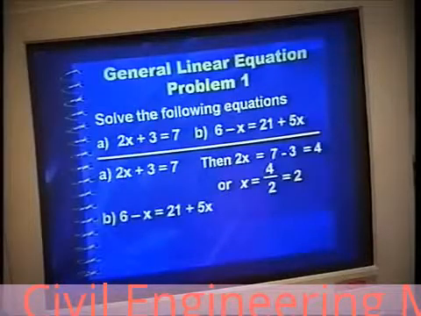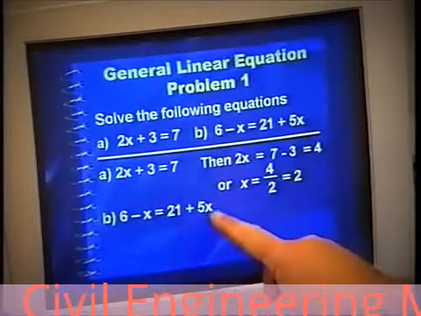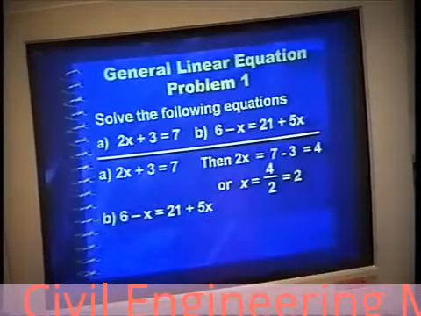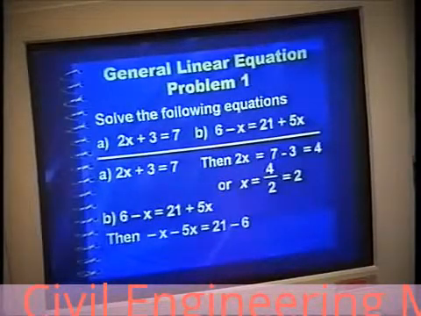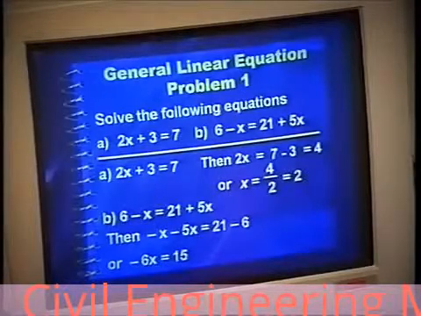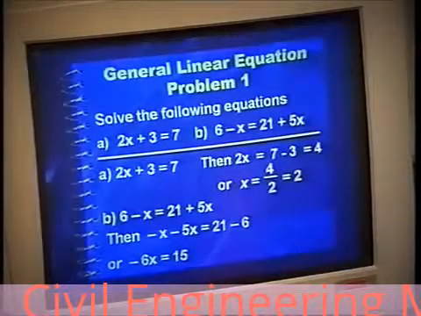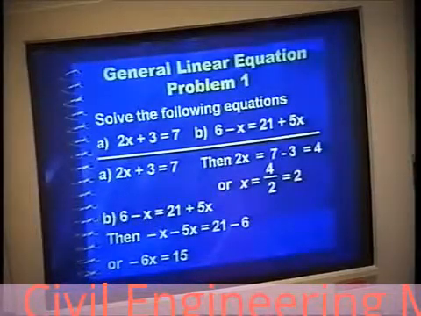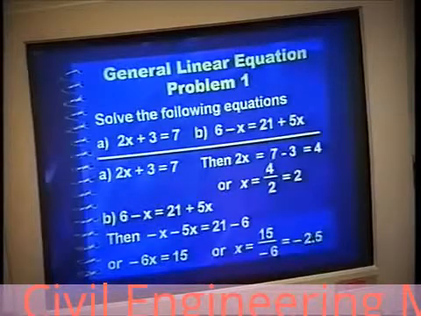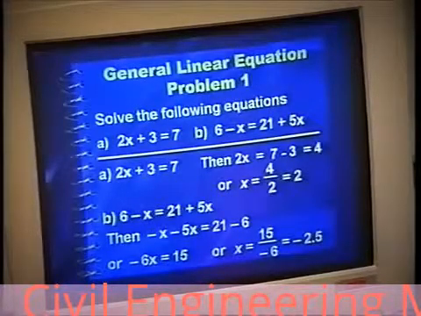Second problem, 6 take away x equals 21 plus 5x. Transpose first. Put the x's to one side, the numbers to the other side, and so we get a total of negative 6x equals 15. Then we divide 15 by negative 6, and we get negative 2.5.